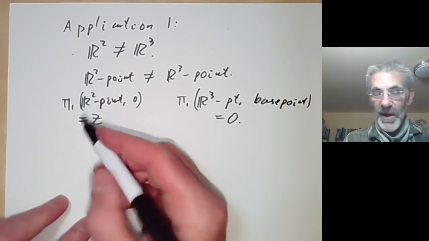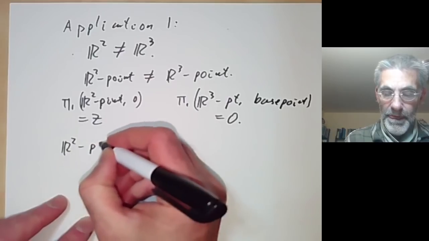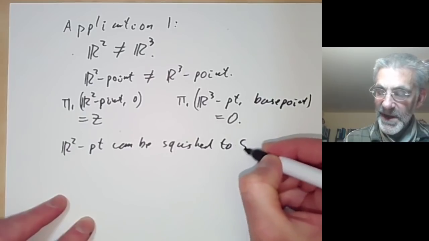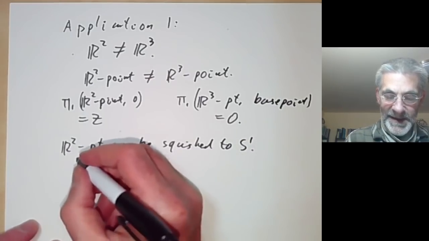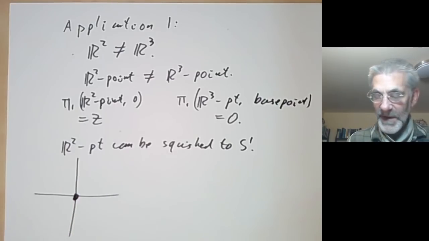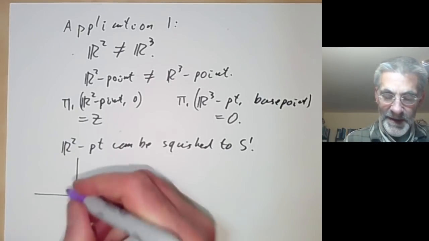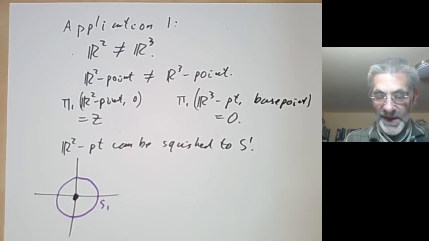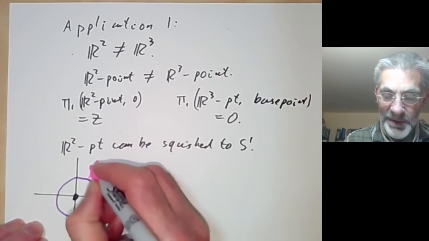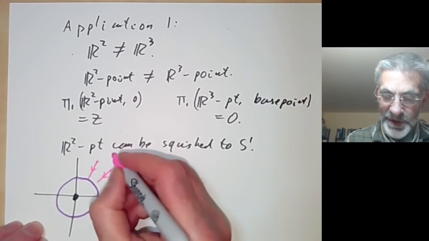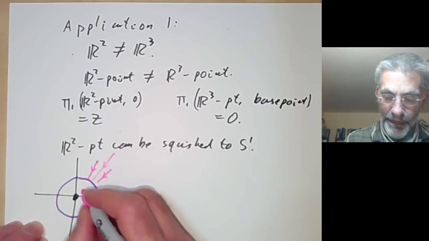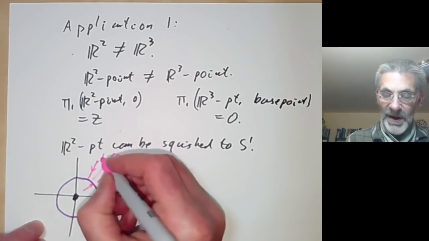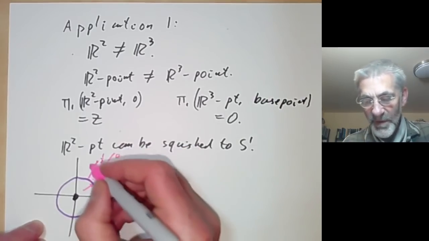Well, the reason is that R2 minus a point can be squished down to a circle. And to see this, let's take R2 minus a point. So we're going to remove this point. And here's a circle S1. And what you notice is that we can take any point and we can gradually move it to some point on the circle like this. So what we're doing is we're starting at time 0, and at time 1/2 we sort of go halfway to the circle, and at time 1 we move the point to the circle.